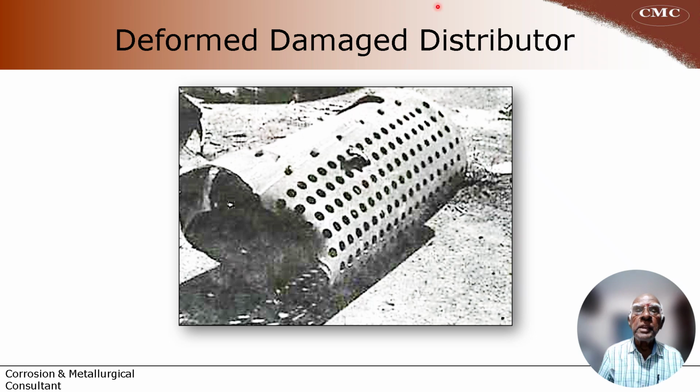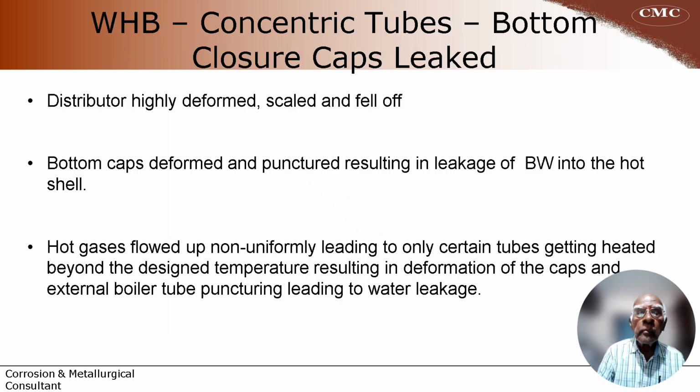And the damaged distributor, deformed, is seen in a closer view. You can see the deformation here. The deformation normally occurs due to high temperature exposure. And this fell down, and this gas, instead of normal distribution through the holes, flowed up at a side angle because the distributor fell down. And so the waste heat boiler concentric tubes' bottom closure caps leaked.